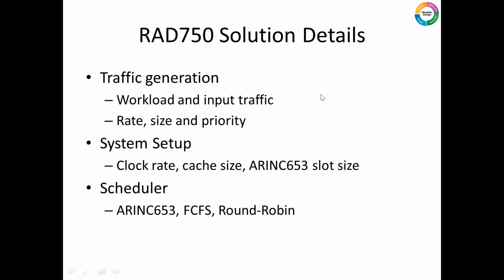Now, with regards to the different pieces, let's focus on the input side. So the input side consists of the traffic generators, which can be, say, data coming in on an Ethernet interface or some sensors or imaging equipment. The key attributes there are rate, how fast or how quickly the data is coming in, what's the size of the data, and of course what is the priority. The other part is configuring the real hardware, everything from the clock rate to what your L2 cache size needs to be, to what your external buses are, to what the software scheduler slot sizes are. The third part is the actual scheduler itself. So this is the input piece of your RAD750 solution.